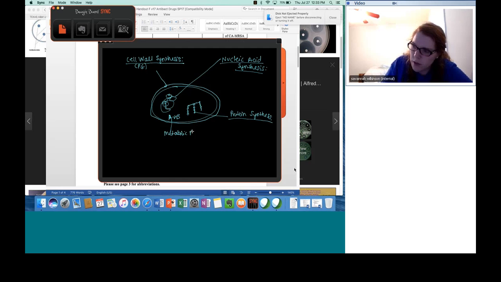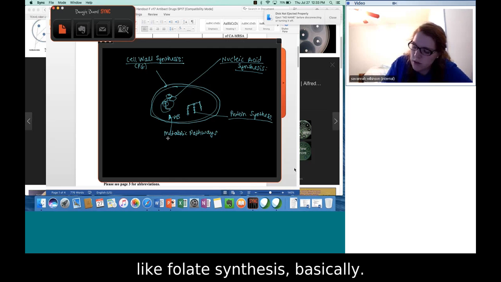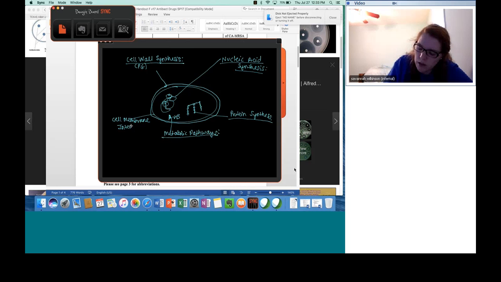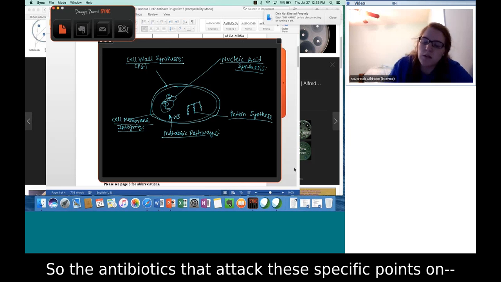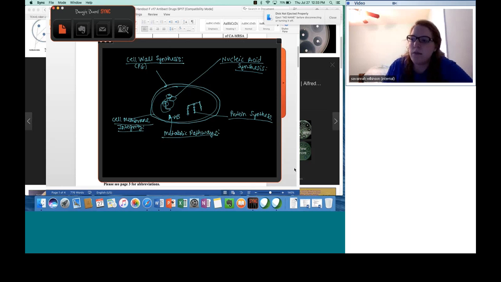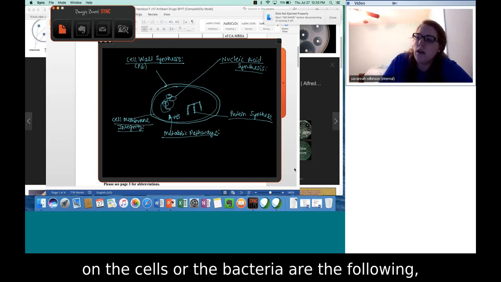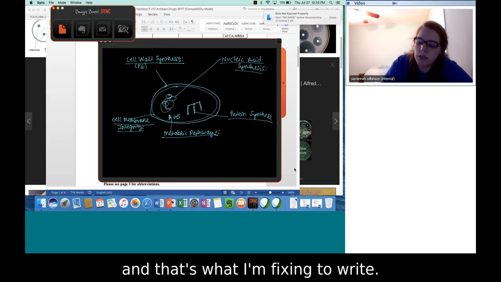Metabolic pathways, like folate synthesis, basically. And then cell membrane integrity. Okay, so the antibiotics that attack these particular points on the cells or the bacteria are the following, and that's what I'm fixing to write.